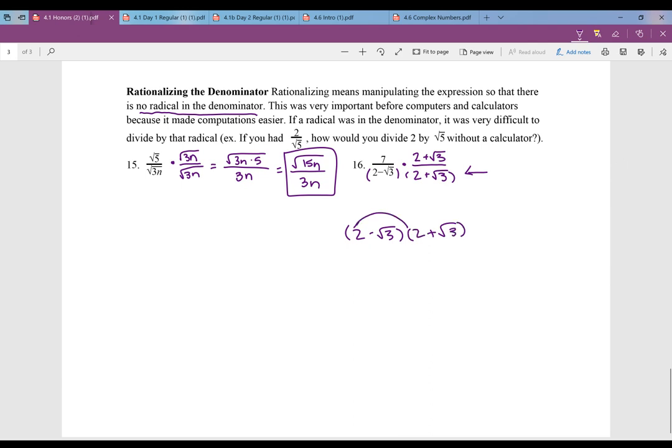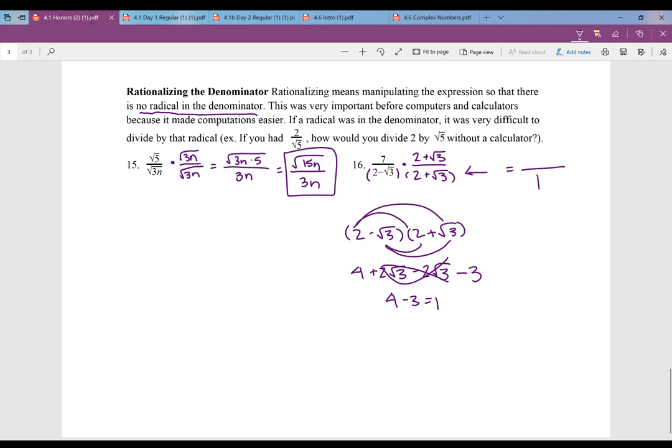So when we're distributing our factors, 2 times 2 is going to be 4. 2 times root 3 is plus 2 root 3. Negative root 3 times 2 is minus 2 root 3. And negative root 3 times positive root 3 will be minus 3. Now what happens is these roots will cancel out. So we'll just have 4 minus 3, which is 1. So when you multiply by the conjugate, it will cancel out all the roots.